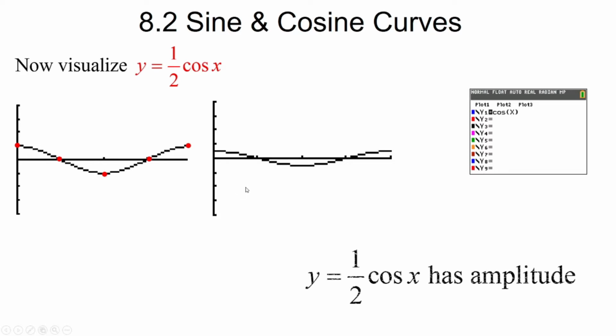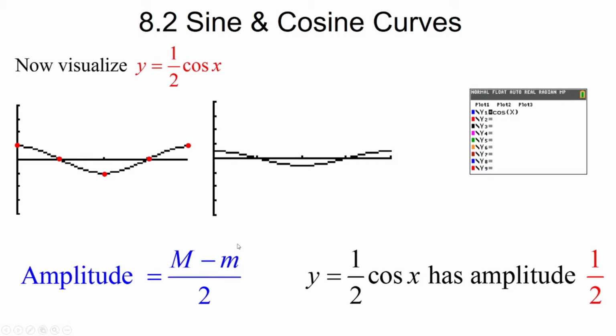Okay? Now, let's talk about this. Y equals 1/2 cosine of x has amplitude. Well, my original cosine had an amplitude of 1. Now this would be an amplitude. Think about it. From the x-axis, I'm going up 1/2 in both directions. And if I did 1/2 minus negative 1/2, that'd be 1/2 plus 1/2, which is 1, divided by 2. Again, max minus min divided by 2. And again, 1/2 minus negative 1/2 divided by 2. And you're going to get a 1/2 right there.